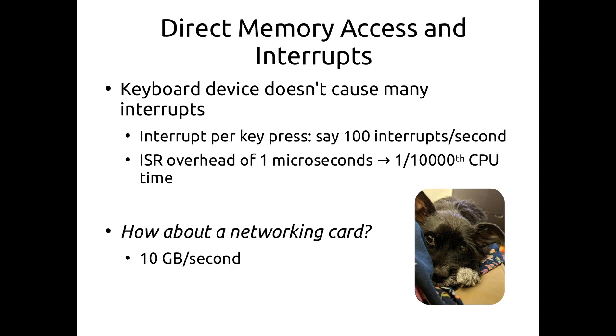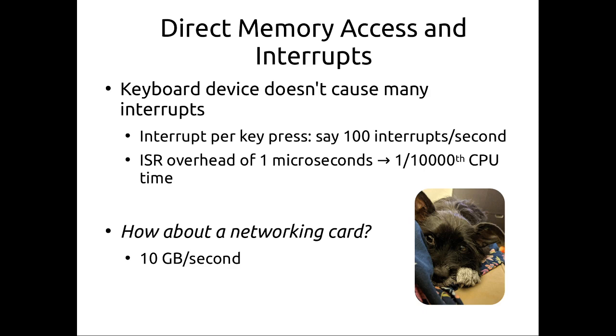That's not super realistic, but it is the order of magnitude of a lot of ISRs. So 1 microsecond is 1/10,000th of the CPU time. Sorry, 100 interrupts per second, each executing 1 microsecond, is 1/10,000th of the CPU, right? That's nothing. That's not going to result in an appreciable slowdown in any cat videos that you're watching. And if it doesn't impact cat videos, who cares, right?